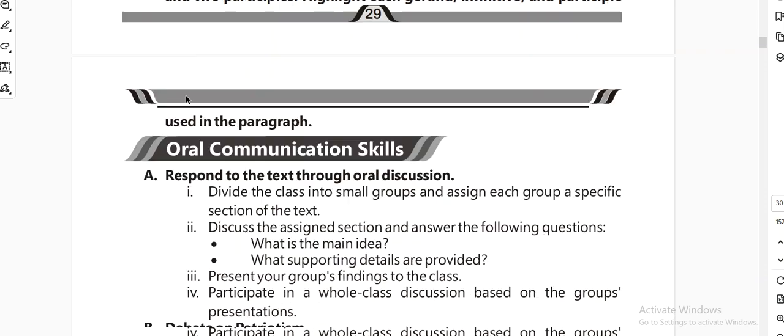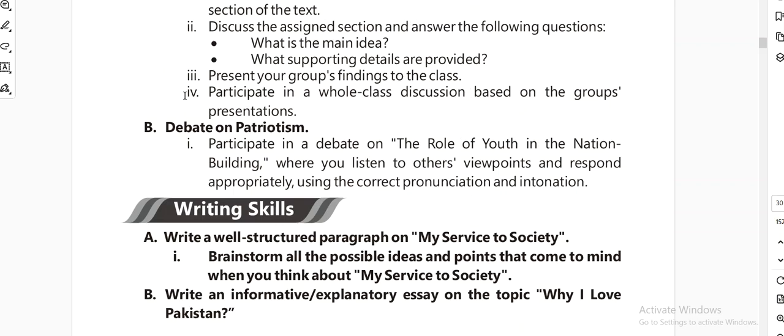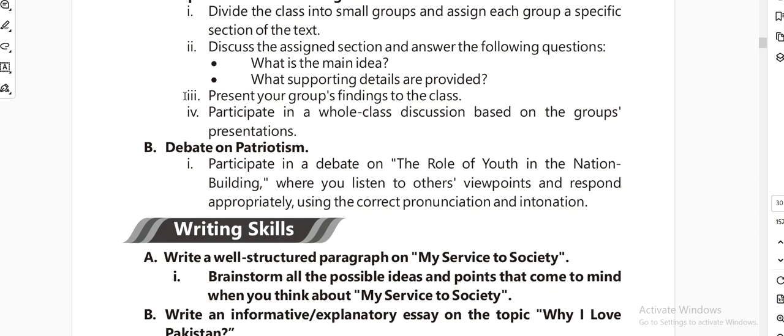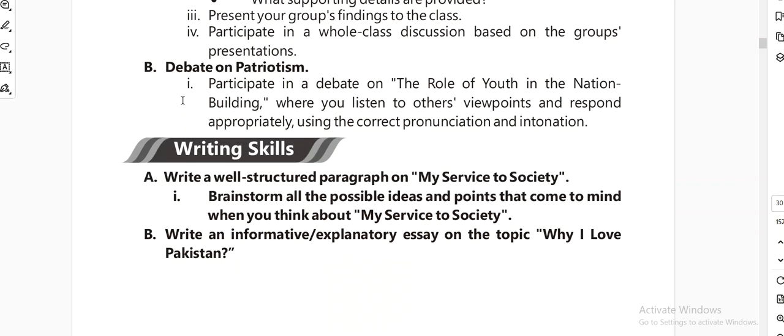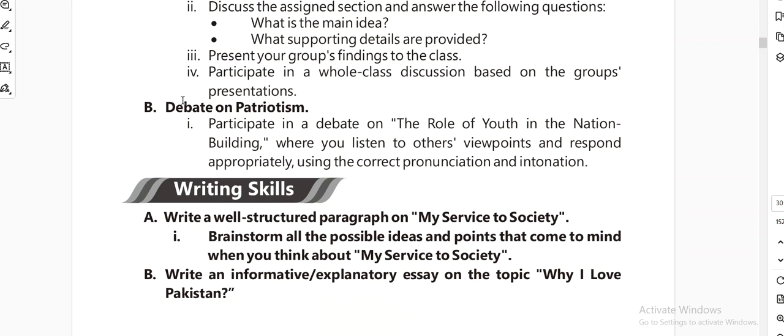Next is the oral communication and the writing skills, which will be covered later. So I hope that today we have done the complete exercise of unit number 2, patriotism.